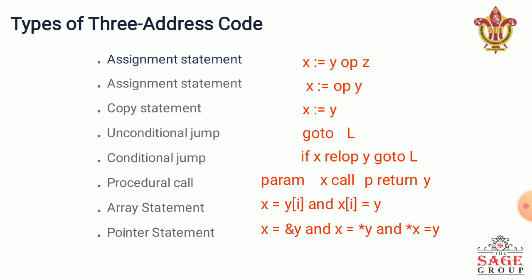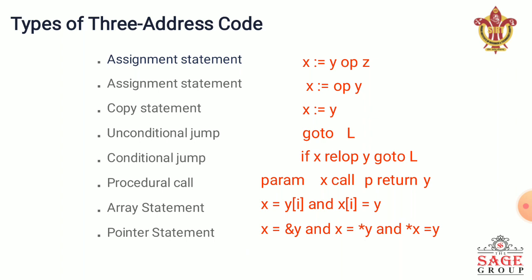Another type of three address code is procedure call, where functions and procedures can be used, where param x, then call p, otherwise return y. Array statements or indexed statements are of the form x is equal to y of i, or x of i is equal to y. And the last type of three address code is pointer or address statements, where x is equal to ampersand y, x is equal to pointer y, or pointer x is equal to y. So all these are various types of three address code.